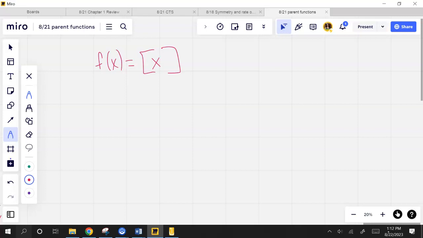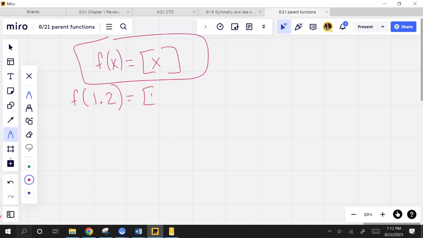All right, so here's what it does. A step function takes every value. That's the parent function. If I put in a decimal, it rounds it down to the nearest integer. That's how you write greatest integer. So they mean whatever you put in there, round it down to the nearest integer. So if I put 1.2 in here, it's just 1.